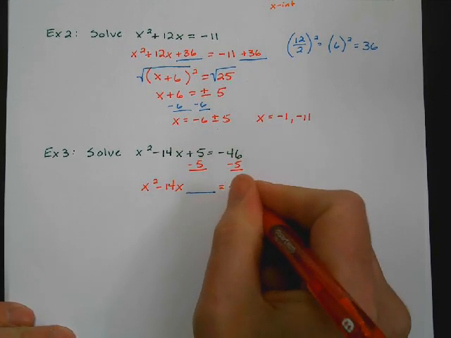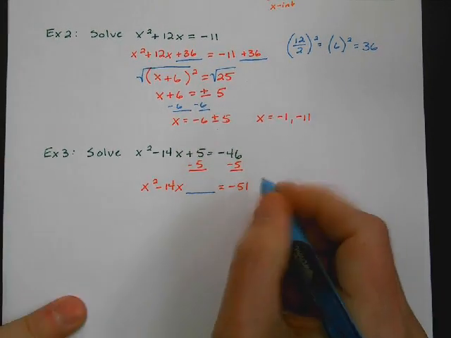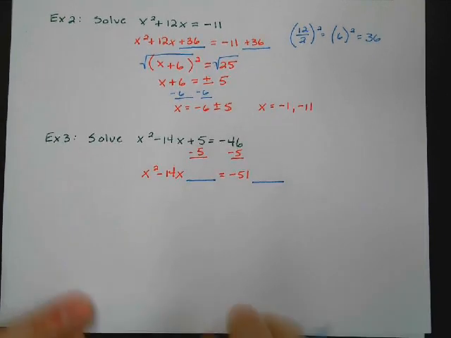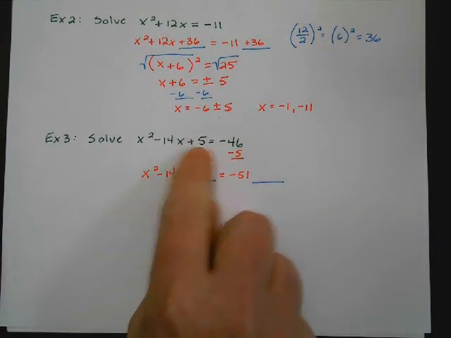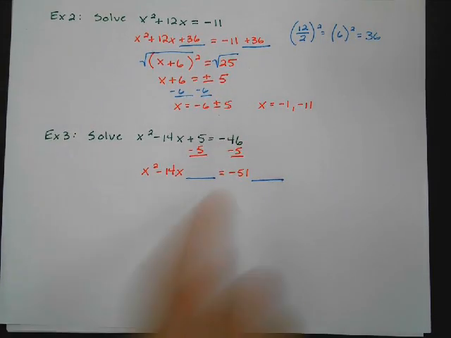And then I'm going to leave a blank on that side. All right, so we've moved the c value to this other side and then combined it with the negative 46. We got negative 51. Next step, we are going to complete the square.